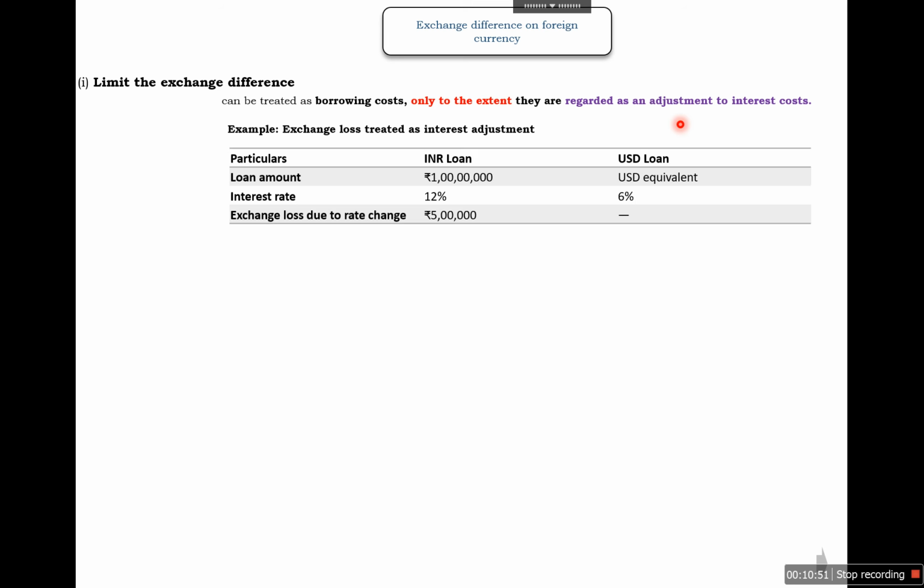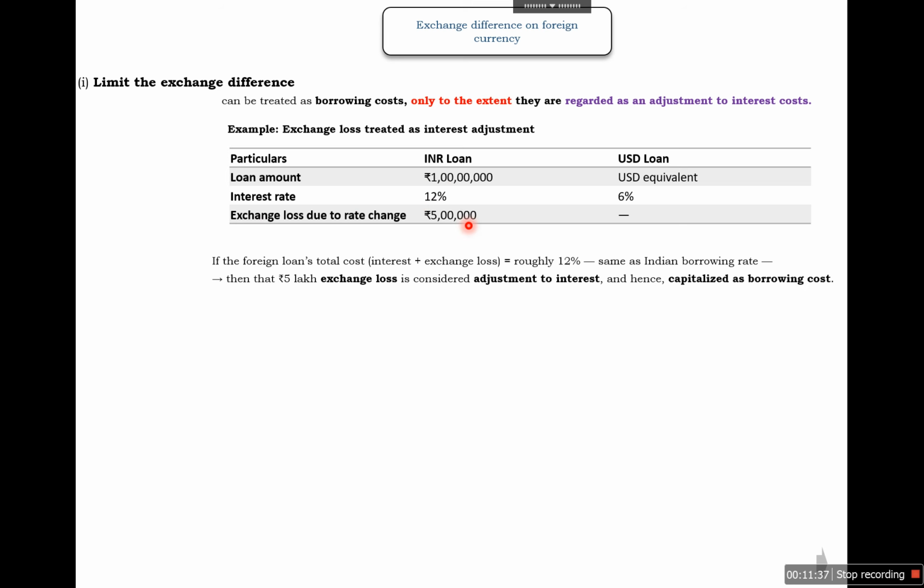What is the meaning of it? For example, there is a loan amount of 1 crore that we have taken in USD, and the interest rate in USD is 6%. The interest rate, if we would have borrowed in India, is 12%. And the exchange loss due to the exchange rate difference is 5 lakhs. So if the foreign loan's interest plus the exchange rate difference is 12%, the same as the Indian borrowing rate, then 5 lakhs can be considered as a borrowing cost.